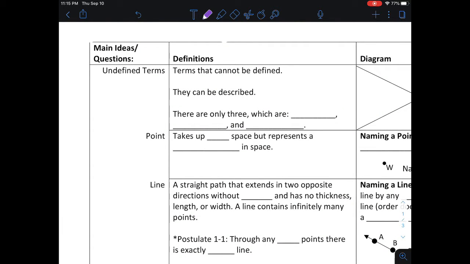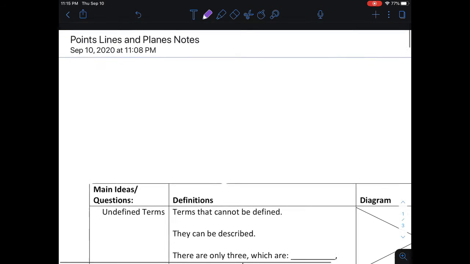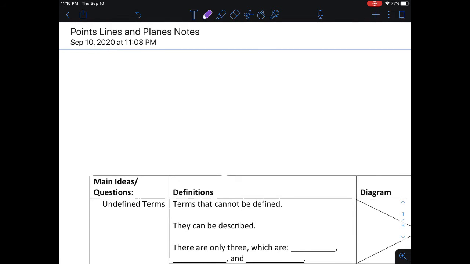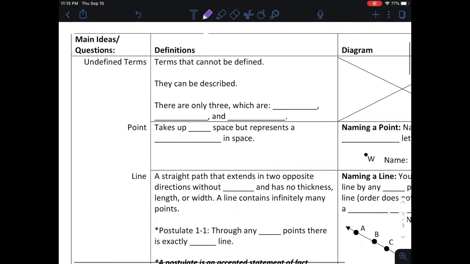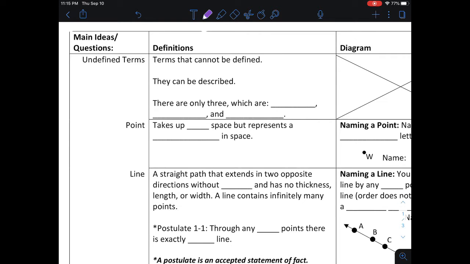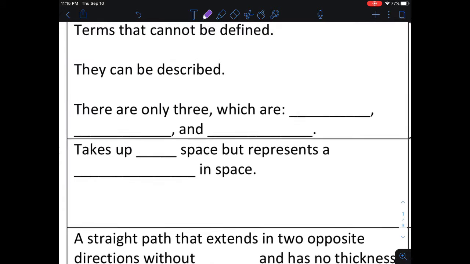All right, guys, we're going to jump into these points, lines, and planes notes. First things first, in geometry, we have these things called undefined terms. They are terms that cannot be defined. This is kind of like the foundation of geometry, geometric shapes, and such. Although they cannot be defined, they can be described, and there are three of them.